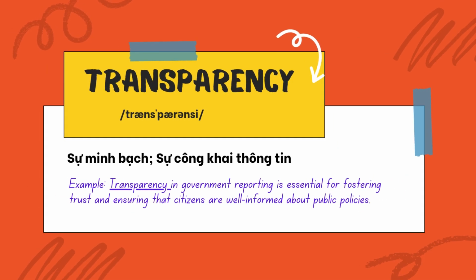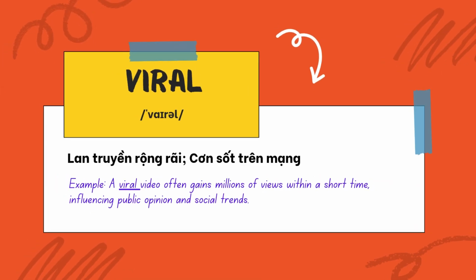Transparency, example. Transparency in government reporting is essential for fostering trust and ensuring that citizens are well informed about public policies. Viral, example. A viral video often gains millions of views within a short time, influencing public opinion and social trends.